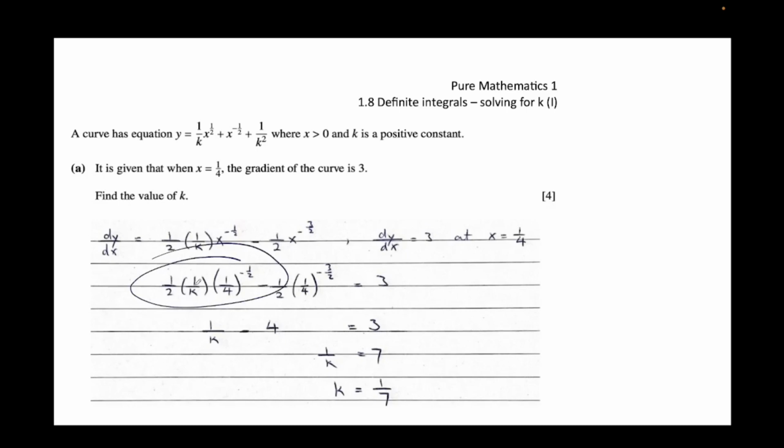Do you recognize this as the product? It's quite literally this times this times this. Well, 1 over k is 1 over k. That's as simple as it can be.